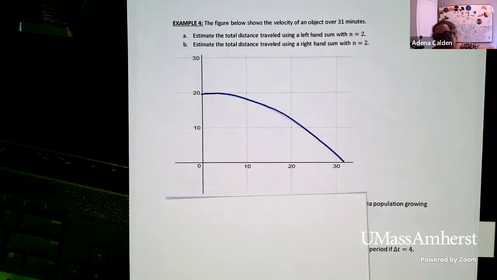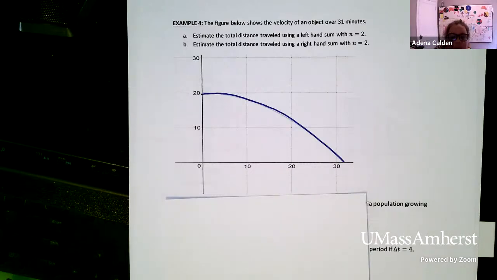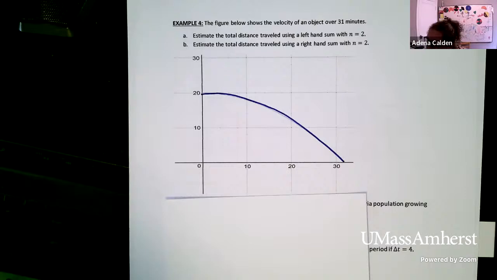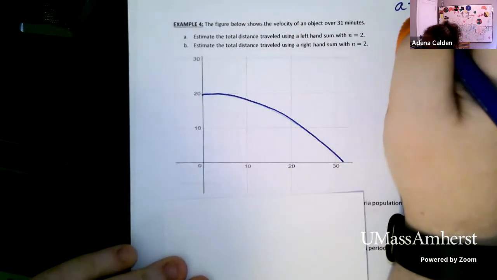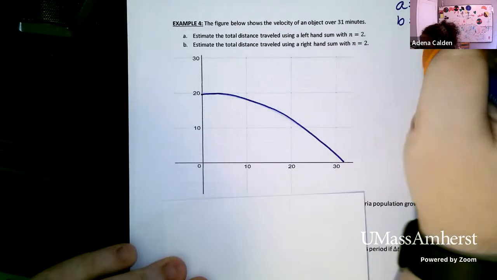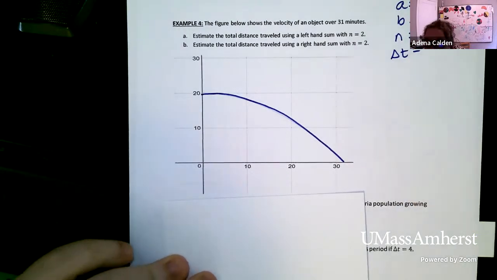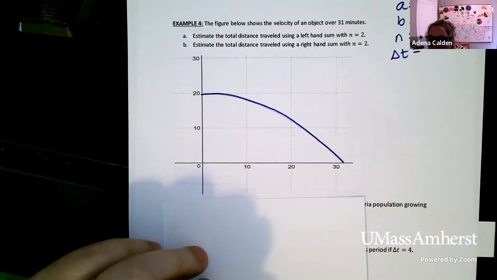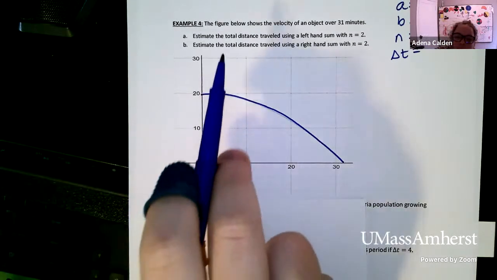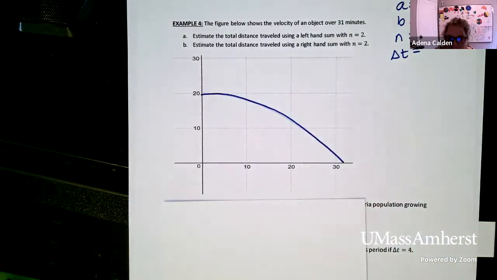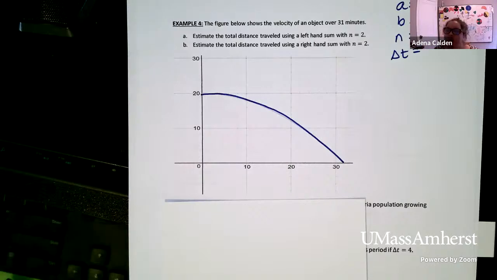So how do we do this with a graph? What does the n tell us? How do we structure a left and right-hand approximation with n equals 2 based on this particular picture, which gives us information about the velocity of an object? What I want you to do is figure out what is A, what is B, what is n, which is given, what is delta t, and then how do we use that to approximate the distance traveled using left and right hand sums? We're drawing in rectangles to make this work, but how do we draw them based on this information?